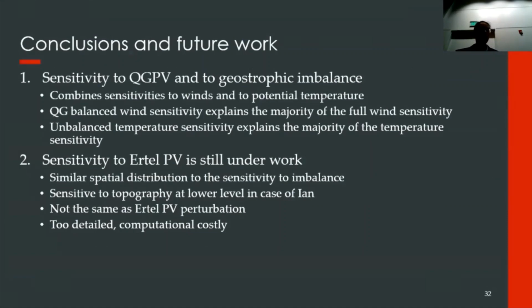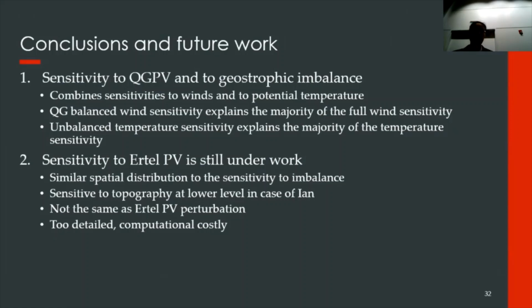So finally, to conclude, we've developed sensitivity to QGPV and to Ertel PV, and they have shown the ability to combine sensitivity to winds and to potential temperature together. And QG balanced wind sensitivity explains the majority of the wind sensitivity, while the temperature sensitivity is mainly explained by the unbalanced component of it.